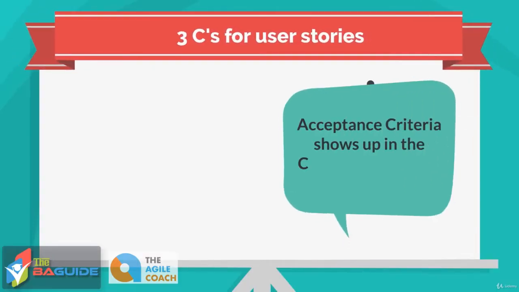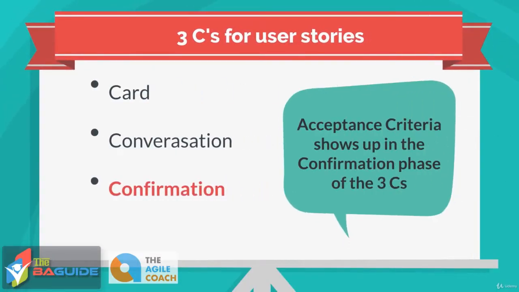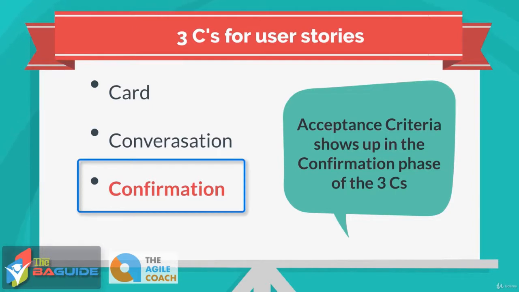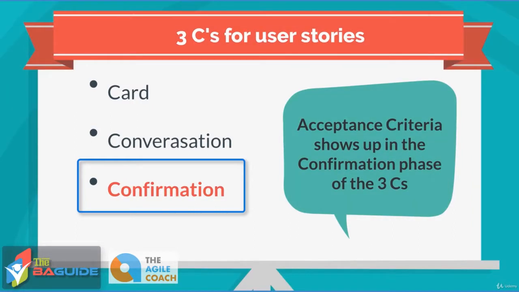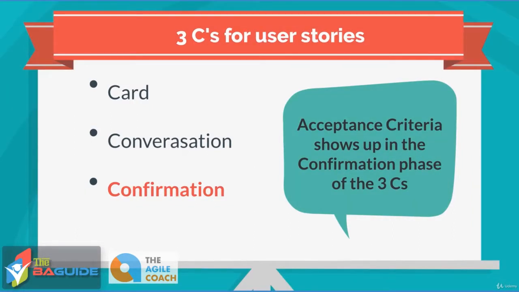We talked about the 3 C's. Acceptance criteria shows up in the confirmation phase, where team members and the product owner are collaboratively discussing and coming to an agreement on the acceptance criteria of the user story. Again, these conditions of acceptance statements are known as acceptance criteria.